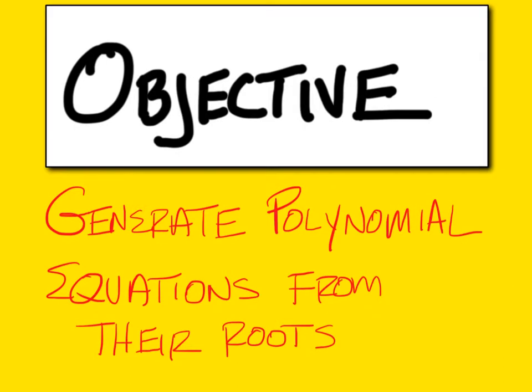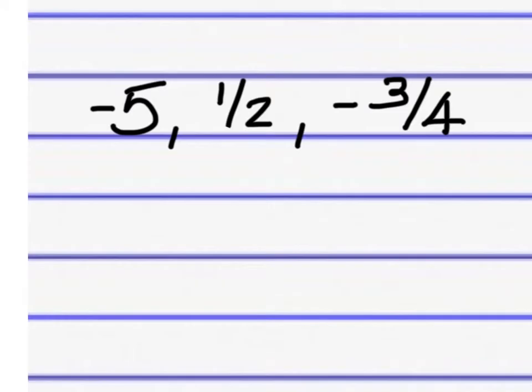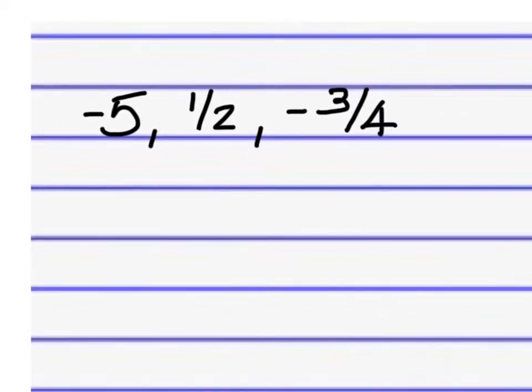The objective today is still the same thing, to generate polynomial equations from their roots. An example. You have -5, 1/2, and -3/4. We're also going to add to this a 2 as well. So we have 4 roots on this one.